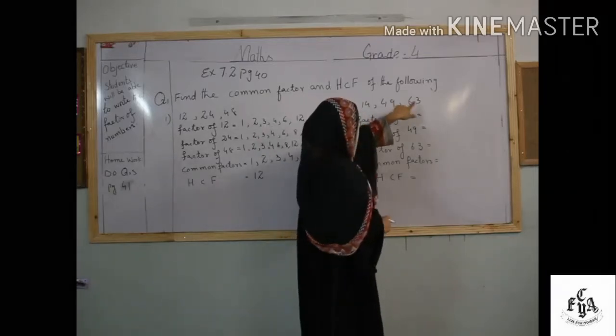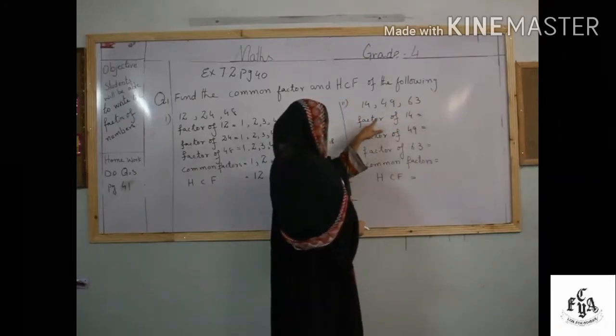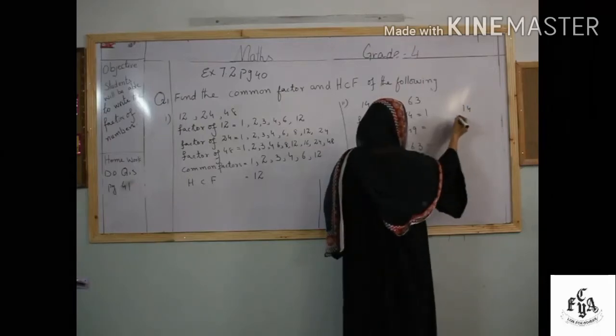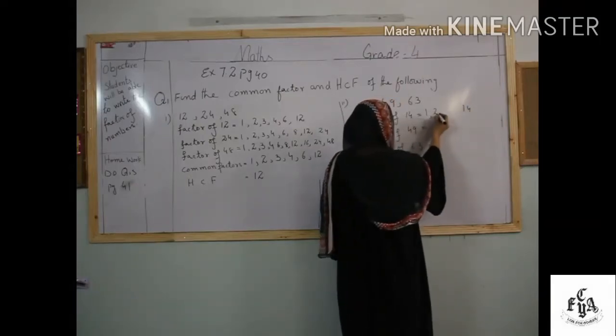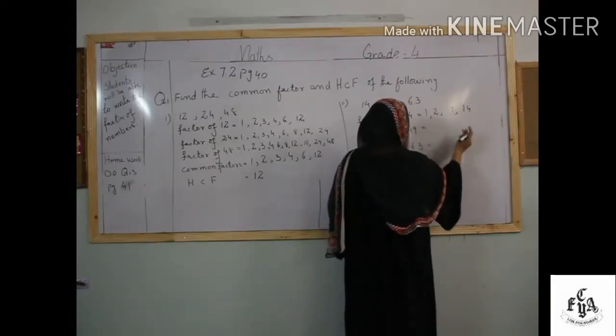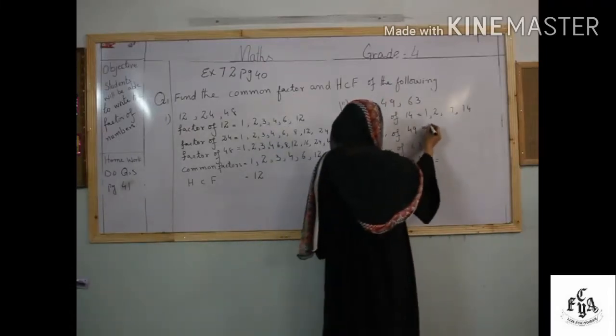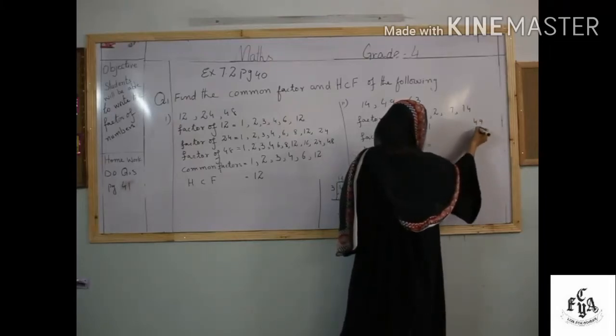Now we have another question, that is 14, 49 and 63. First I will write factors of 14. 1 14 is 14. 2 7s are 14. Now 49. 1 49 is 49.